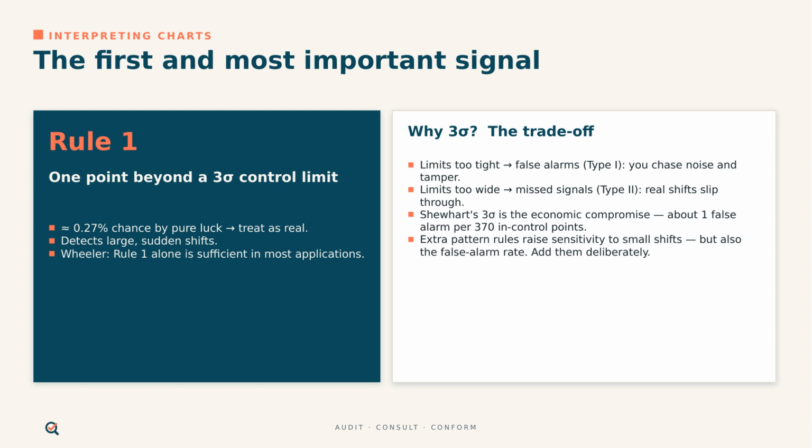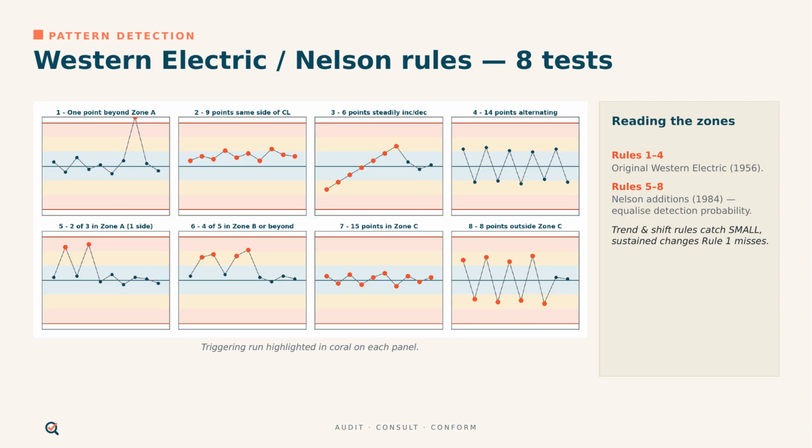Extra rules can raise your sensitivity to small shifts, but they also raise the false alarm rate, so add them deliberately, not by default. Those extra rules are the Western Electric and Nelson rules. 8 tests in total, read against the zones. The original 4 came from the Western Electric Handbook in 1956. Nelson added 4 more in 1984 to even out the detection probability.